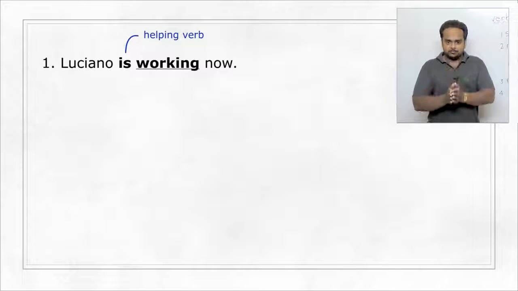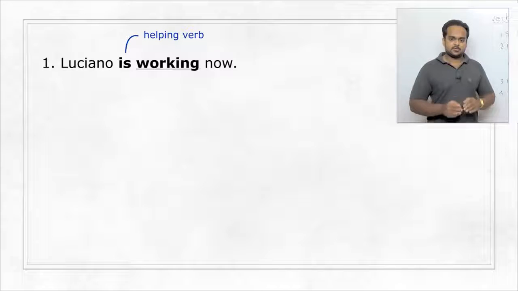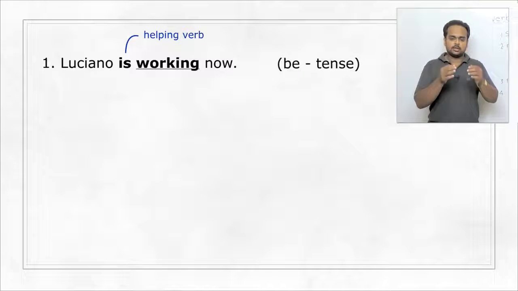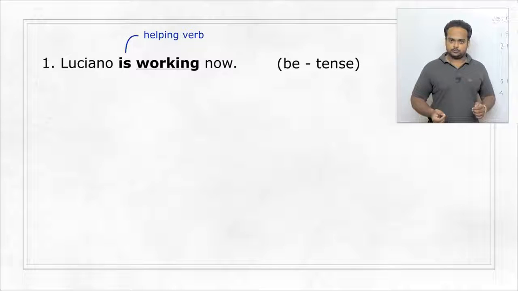Is is a helping verb that shows the tense of the sentence. We know that Luciano is working now because we said is. If I said Luciano was working, you know I'm talking about the past. So that helping verb is showing the tense. And that's one of the things that helping verbs can do.